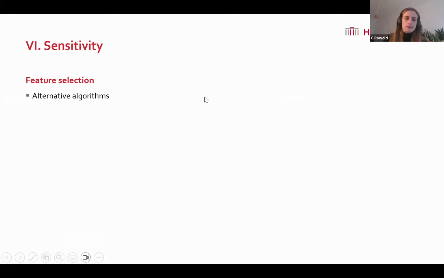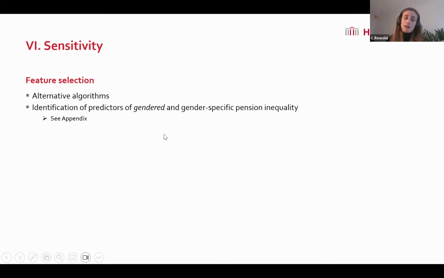Obviously, some ranking of variables differs slightly, but especially this finding that care work aspects are more important than full-time employment aspects, and especially full-time employment duration, really holds. Then, and this sadly didn't make it into the main manuscript because of the word count limits, I also identify predictors of particularly gendered and gender-specific pension inequality, because what I've shown you was only the predictors of overall pensions, right? And there are actually also quite some interesting results, but this also at least made it to the appendix if you're interested in that.